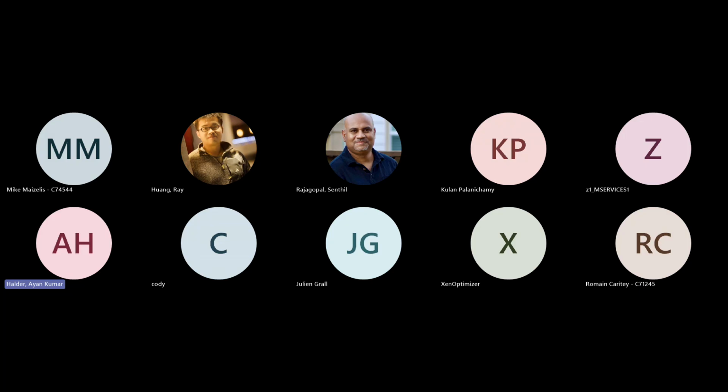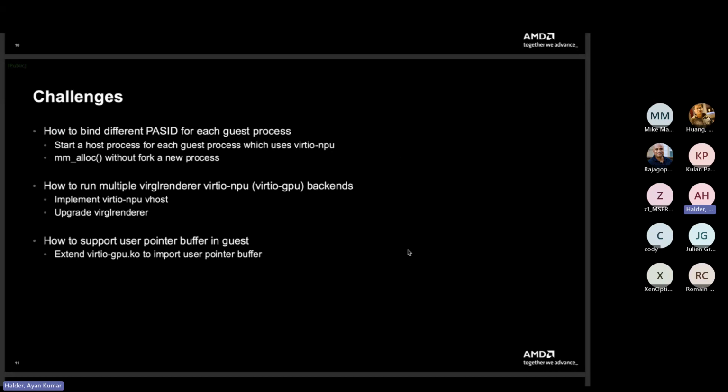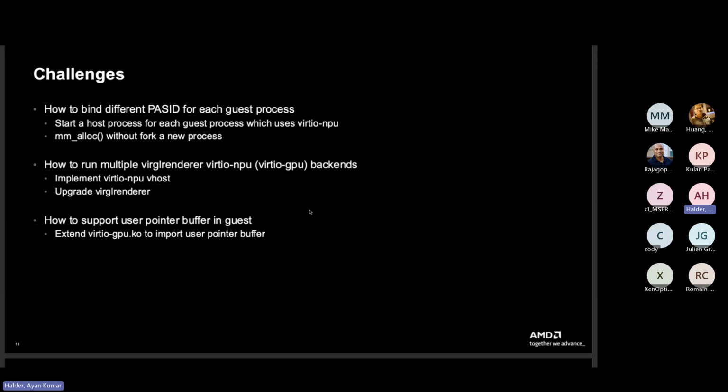If you implement a new front end, like VirGL NPU, you're doing basically the same thing as the VirGL GPU, as well as the backend. You implement a lot of things. It can be a lot of duplication, so you have to maintain both very similar stacks.